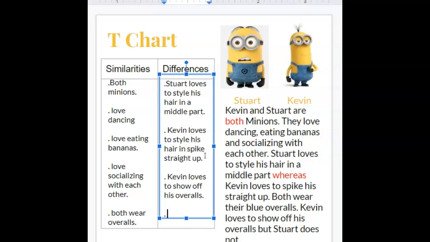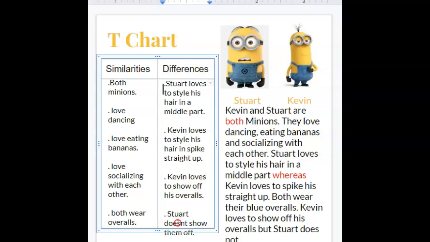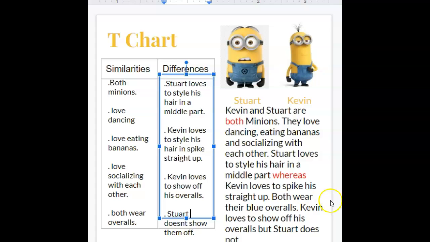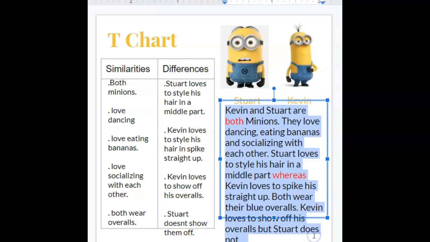Overalls. Stuart does not. Stuart doesn't show them off. Okay? And that is our similarities and our differences there.